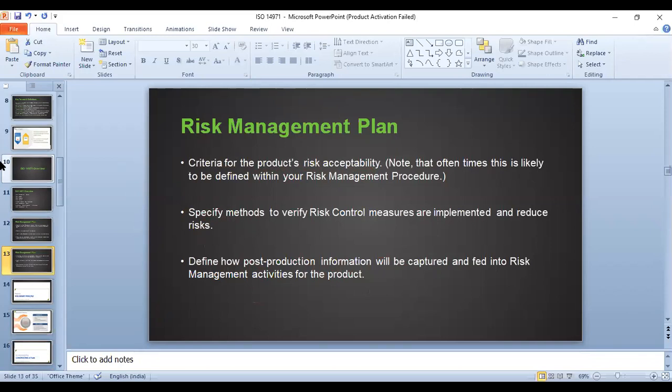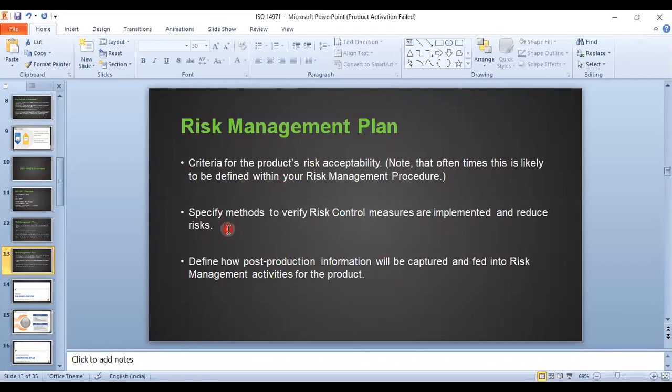You can clearly define in the management plan, and also specify methods to verify that risk control measures are implemented and reduce the risk. So in order to reduce the possibility of the occurrence of the risk, what are the various risk control measures you have to take, what are the methods you have to follow, and everything can be documented in a risk management plan.